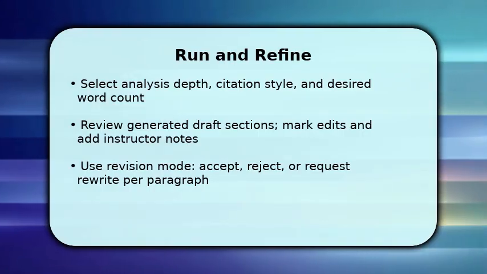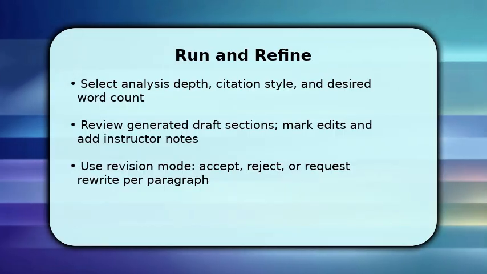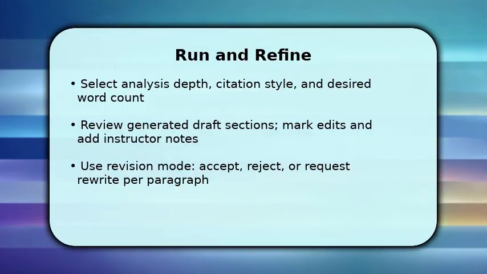Once the machine generates a draft, read section by section and compare to the rubric. Mark where examples, equations, or references are missing. Then use revision mode to accept strong paragraphs, reject weak ones, or request a rewrite for any paragraph with unclear reasoning. Make sure to add instructor notes for context.